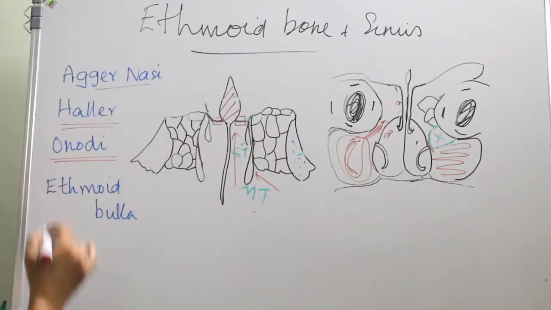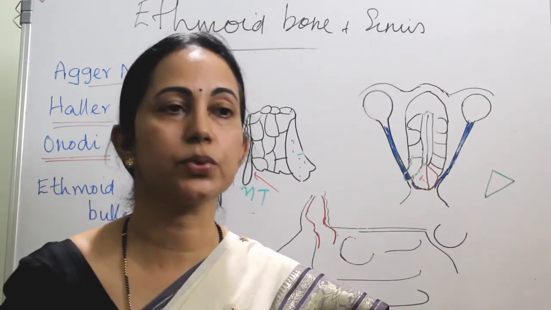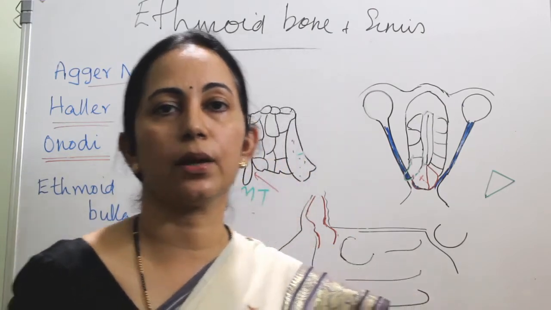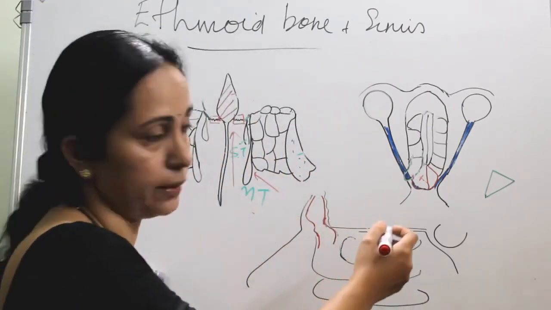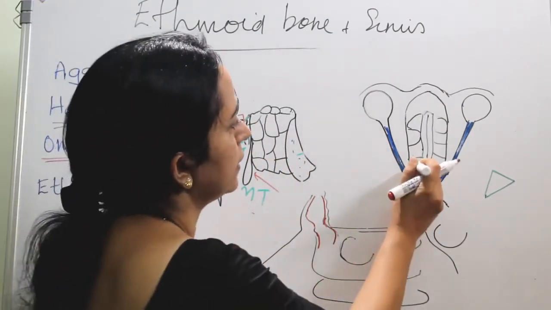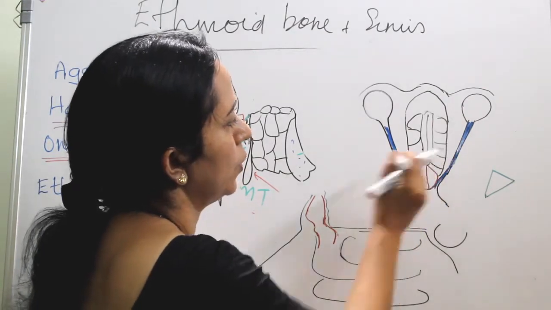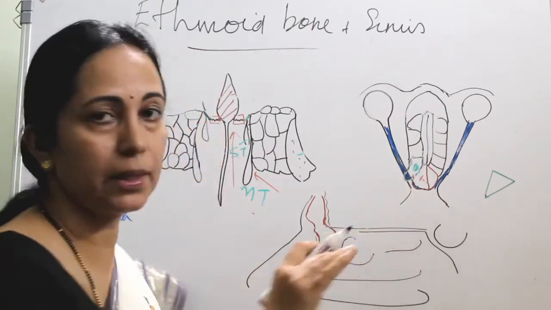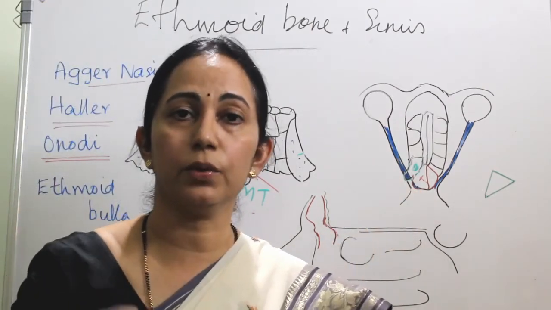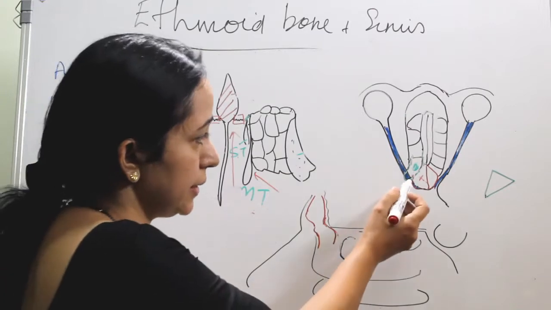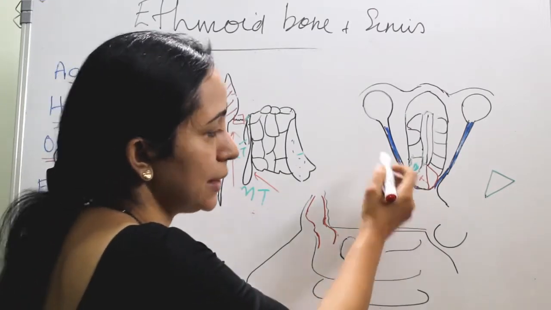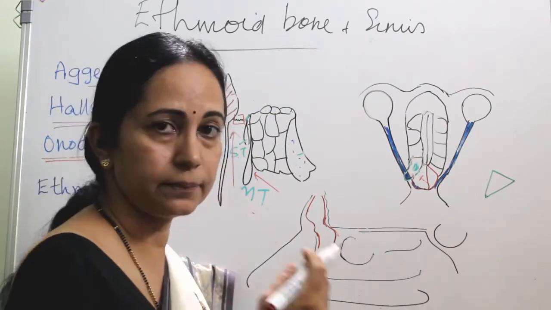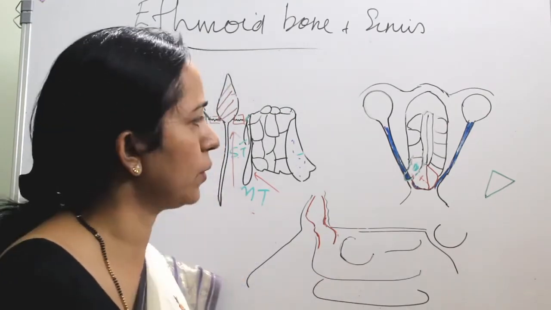And what about this Onodi cell? Onodi cell is a posterior group ethmoid cell which extensively pneumatizes around the optic nerve. See, this green color, this is the Onodi cell and this is the optic nerve. Sometimes the cell will go behind the optic nerve, or sometimes the optic nerve will be seen, like in this case, inside the Onodi cell. So what is the complication that can occur?